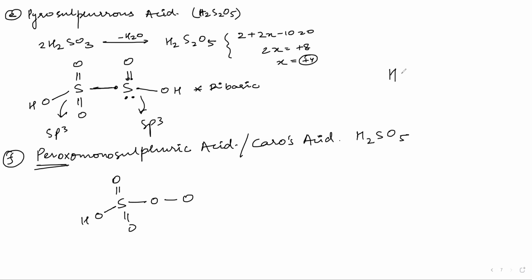Peroxide, you know the formula for peroxide, right? This is hydrogen peroxide. Now this is peroxo monosulfuric acid. So you remove the hydrogen and replace it with the rest of the structure of sulfuric acid. So this is OO and H. This is the structure here. So we can just write OOH, you can write that.